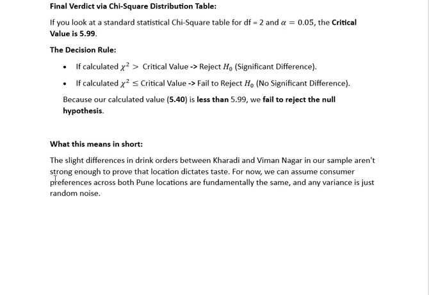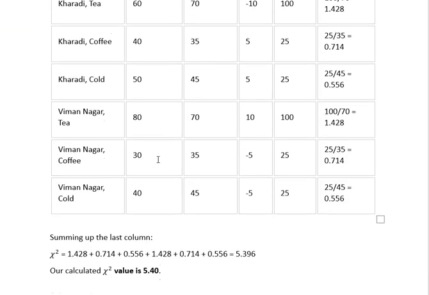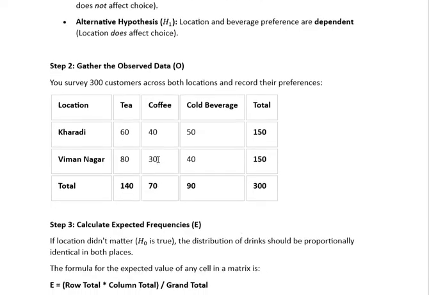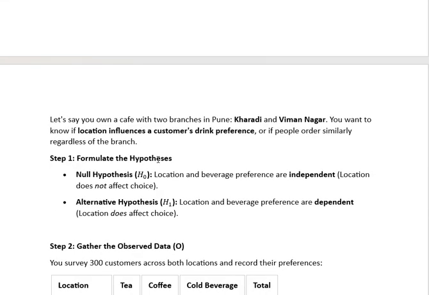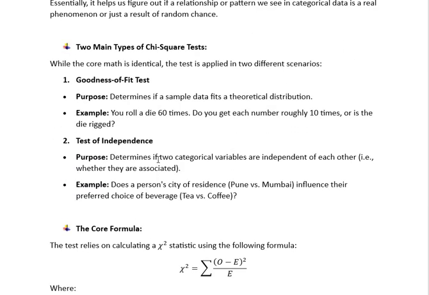What this means in short: the slight differences in drink orders between Kharadi and Viman Nagar in our sample are not strong enough to prove that location dictates taste. For now, we can assume consumer preferences across both Pune locations are fundamentally the same and any variance is just random noise. So I hope you understand what the chi-square test is, what the different steps to find the values are, and how we can accept or reject a null hypothesis.